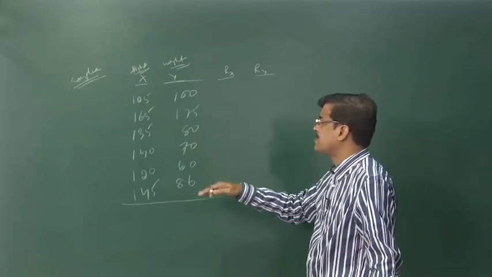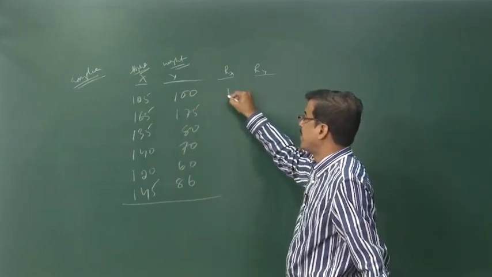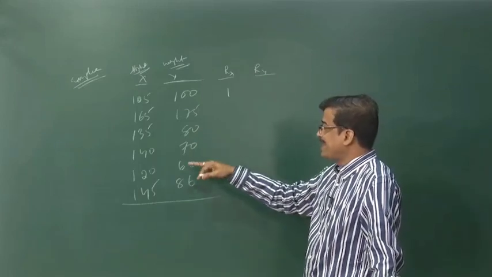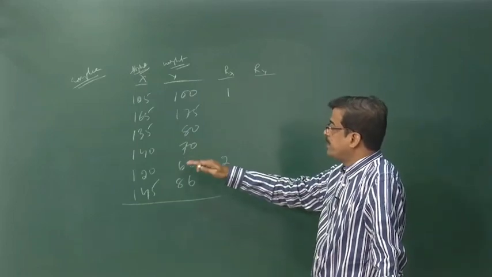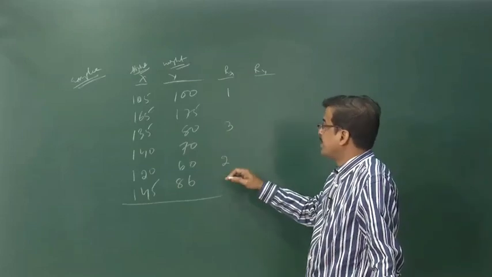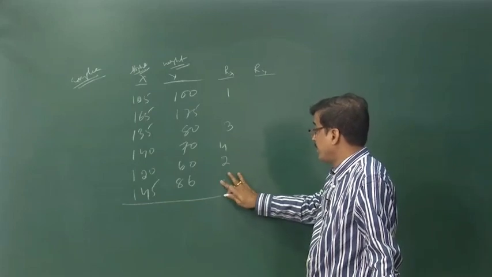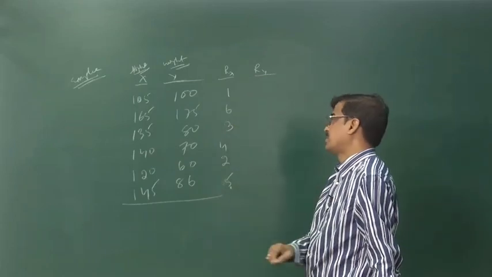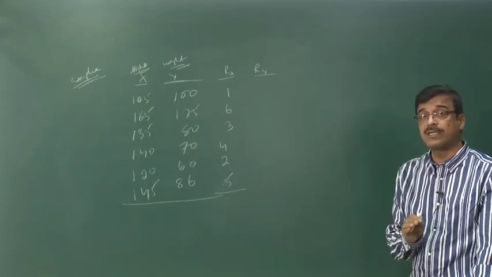While you rank in ascending direction, which is the minimum one? In this case the minimum one is 105, so we pick it as 1. What is the next highest? The next highest is 120, it is 2. Then the next highest is 135, this is 3, next is 140, this is 4, and 5 is 145, and the 6th one is 165. So you have to rank it 1 to 6 in ascending order.